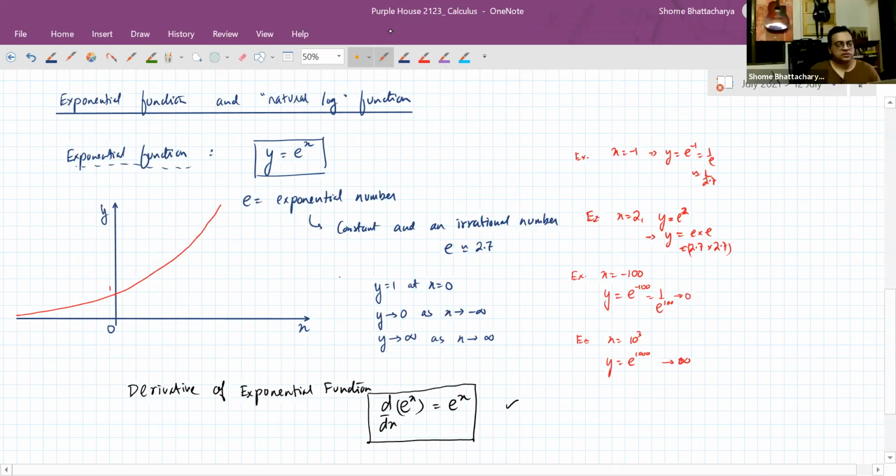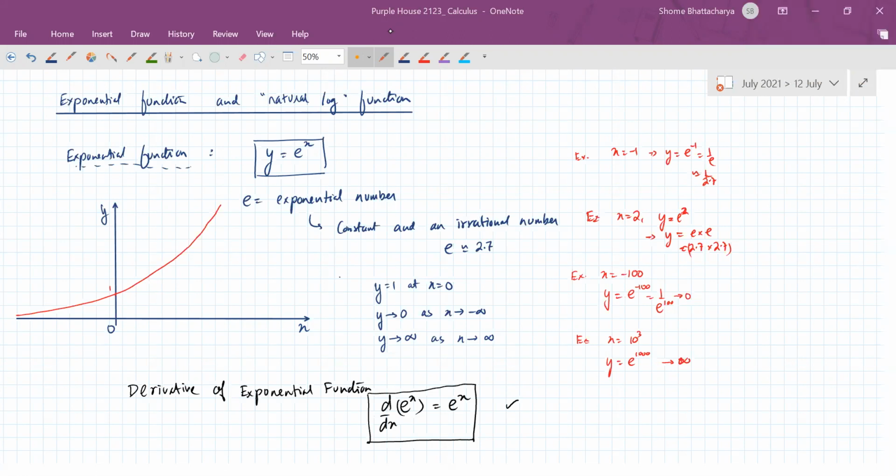Okay, people, so finished with this, I hope. Sir, can you please explain the third and fourth example, as to why in the third the value is 0 and in the fourth infinity?